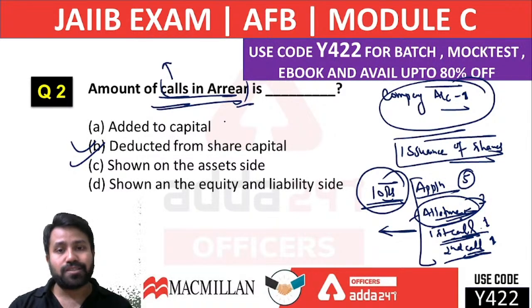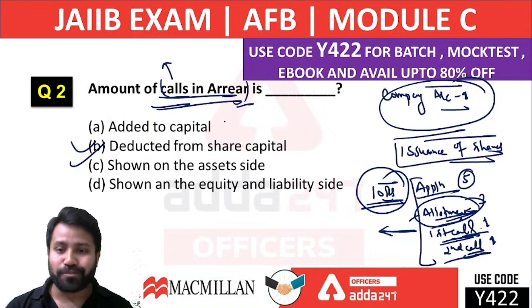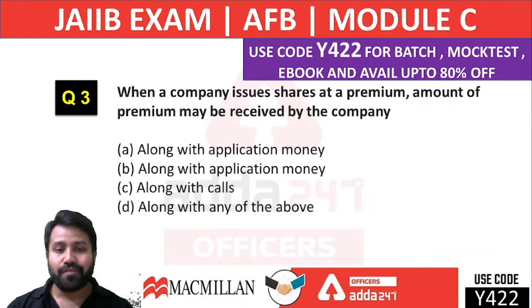Okay, so this is deducted from the share capital, right? So the correct option, that is the second. Now the third question: when a company issues shares at a premium, the amount of the premium may be received by the company... Okay, so what would be the correct answer of this question? Just tell me quickly here.